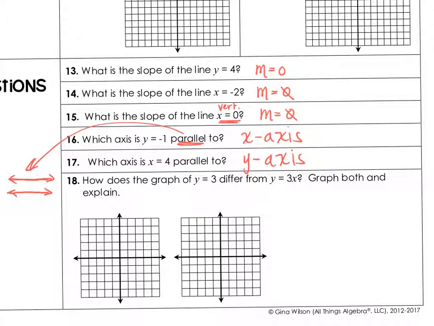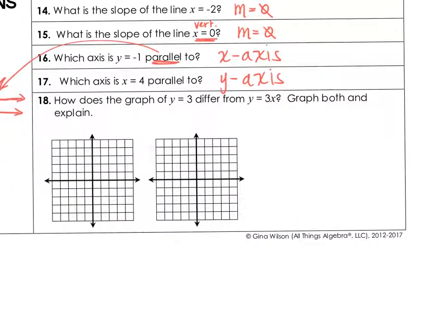Now, number 18 is a great question. How does the graph of y equals 3 differ from y equals 3x? Well, the first thing you should notice is that y equals 3 does not have an x in it. So that means this is simply a horizontal line through y equals 3. So let's graph that. 1, 2, 3. And here's the graph of y equals 3.